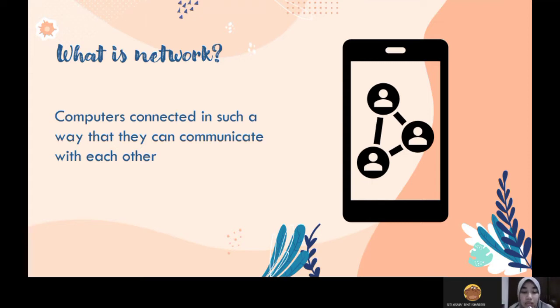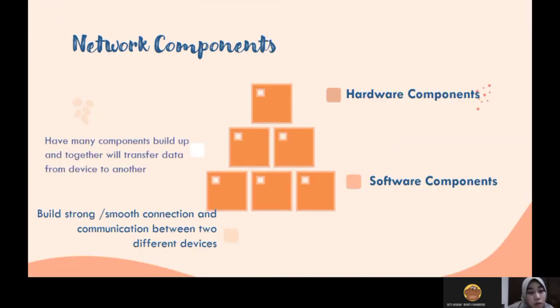So the second part, we move to network components. What is a network component? Network components are divided into two parts: hardware components and software components. Generally we know that both of these give advantages to us because they have many components built up that together transfer data from one device to another, and they can also build a strong, smooth connection and communication between two different devices.